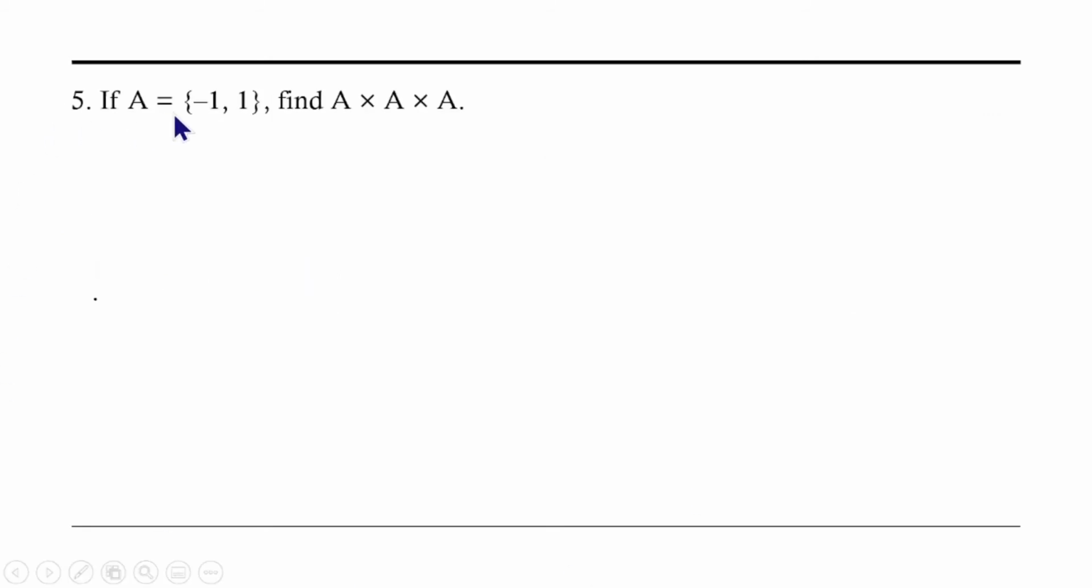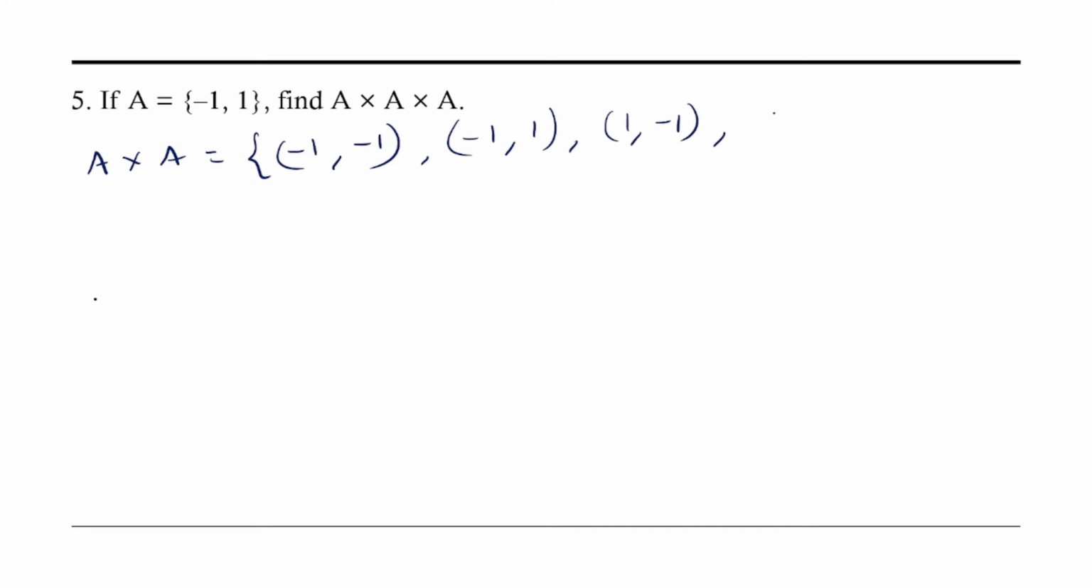Next question: if A = {-1, 1}, find A cross A cross A. So we need to find the set of ordered triplets of A cross A cross A. First let us find A cross A and then we can find A cross A cross A. So A cross A is equal to (-1, -1), then (-1, 1), then (1, -1) and (1, 1). This is A cross A.